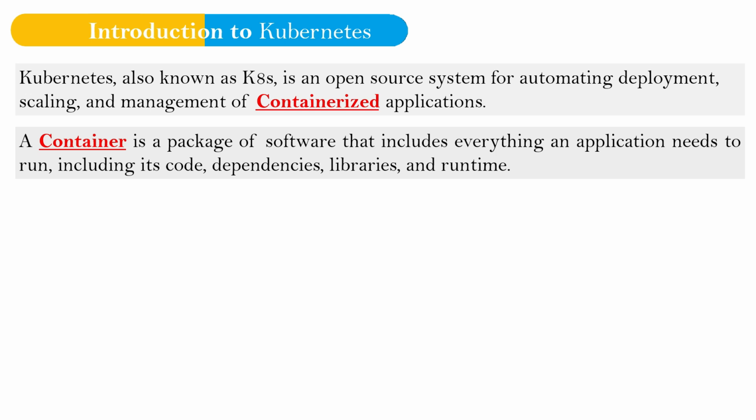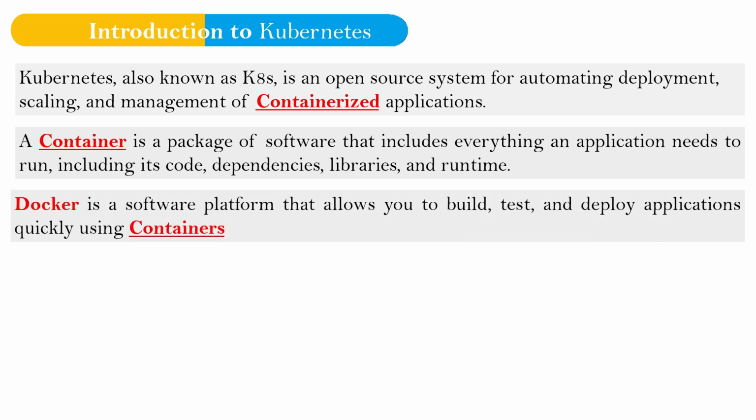So a container is a package of software that includes everything an application needs to run, including its code, dependencies, libraries, and runtime. So everything is bundled in a single package, which is moved between the different environments, which is called the container. Now, Docker is a software platform that allows you to build, test, and deploy applications quickly using containers.